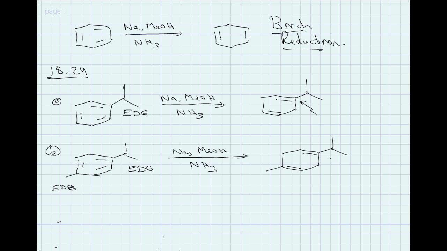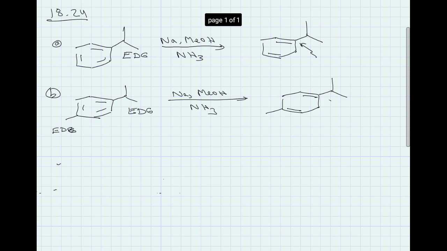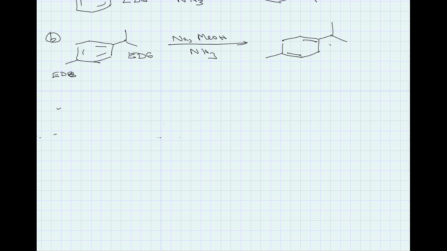Let's look at one that has an electron withdrawing group on it. So let's look at E. E has a carboxylic acid on it. So this is an electron withdrawing group. It removes electrons from the benzene ring. And the reason that it does that is through induction and through resonance as well. I'll just put EWG for electron withdrawing group.